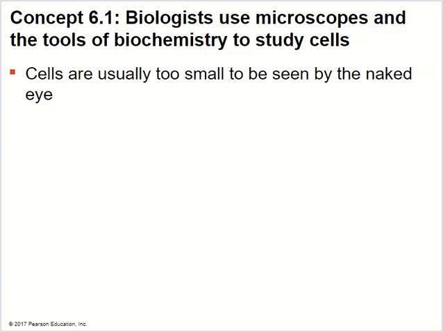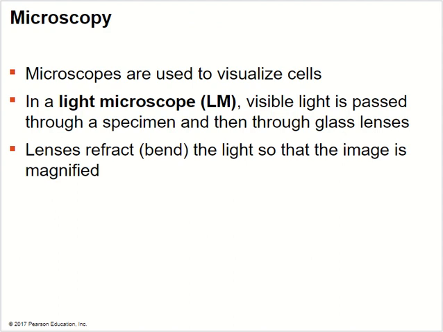Biologists use microscopes and the tools of biochemistry to study cells. Cells are usually too small to be seen by the naked eye. Microscopes are used to visualize cells. In a light microscope, visible light is passed through a specimen and then through glass lenses. The lenses refract, or bend, the light so that the image is magnified substantially.